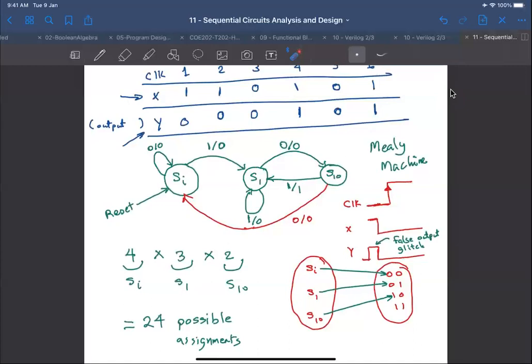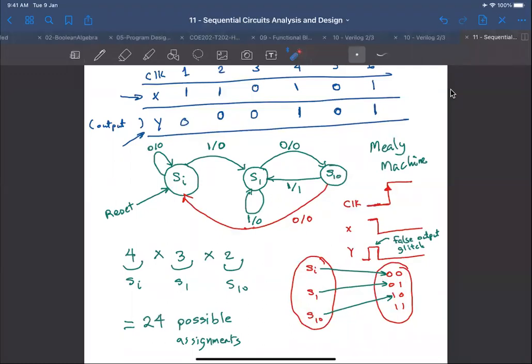After deriving the state diagram, we do the state assignment. And we said last time that having 3 states means that you need at least 2 bits. And 2 bits allow you to encode 4 states, not just 3. So you have 00, 01, 10, and 11. So you just choose any 3 from this range to assign to one of your states.